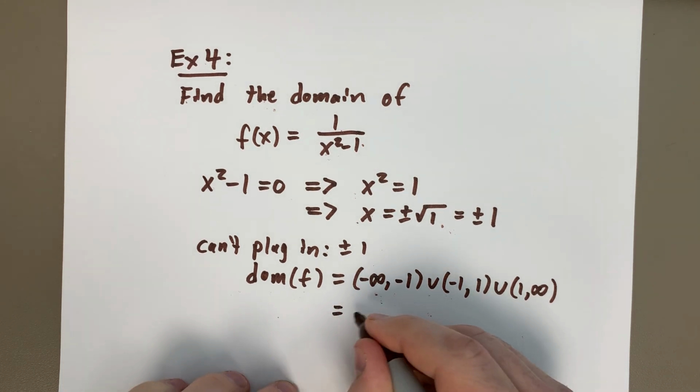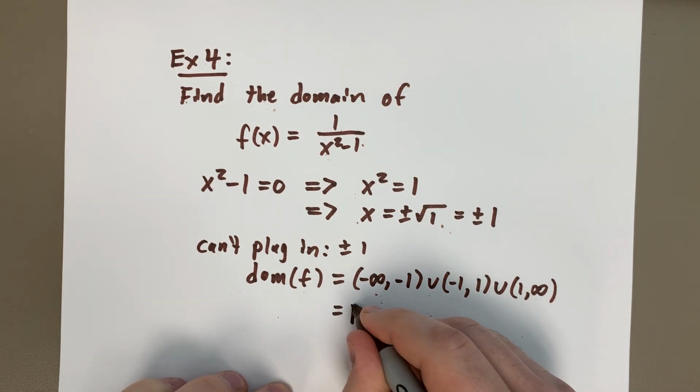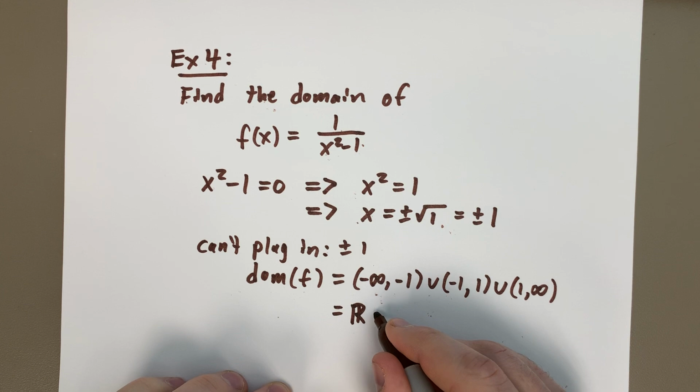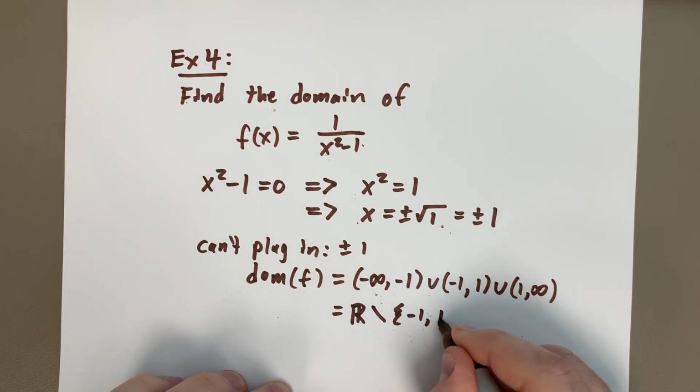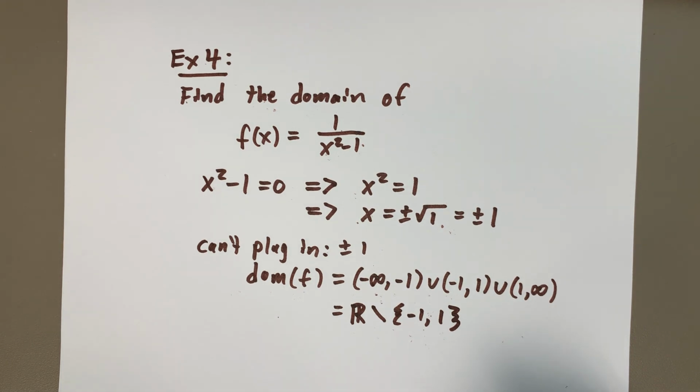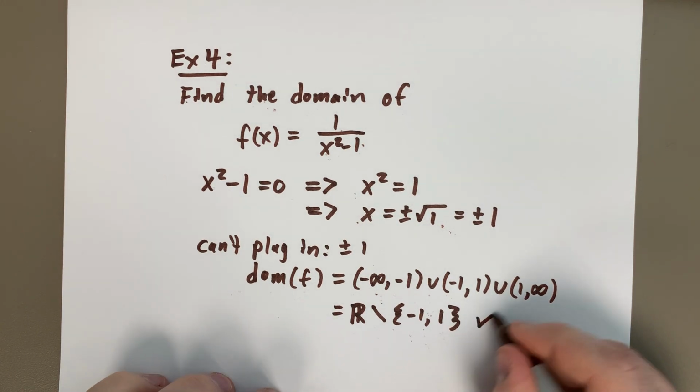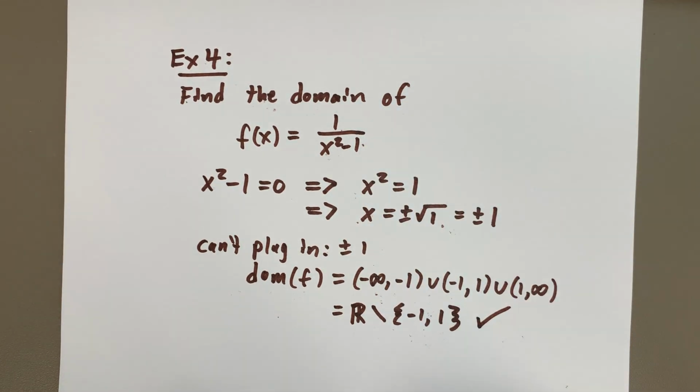If you want to use the usual set notation that most mathematicians would use, you say set of all real numbers minus the things that cause problems. Odds are if you're using an online homework system, this is the thing you're going to want to put in. So with that, we are done. We have successfully found the domain of 1 over x squared minus 1.